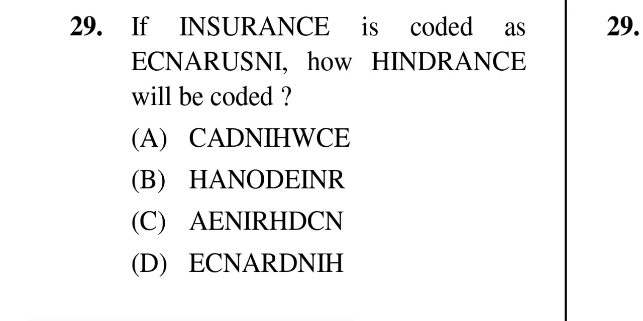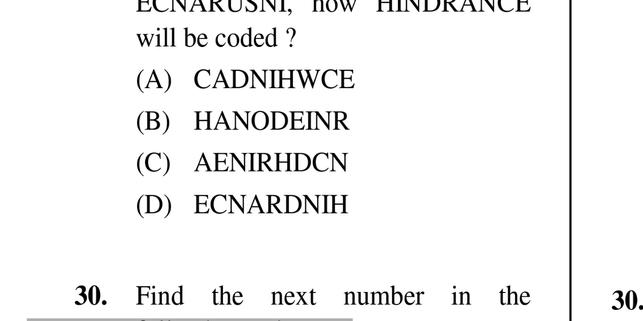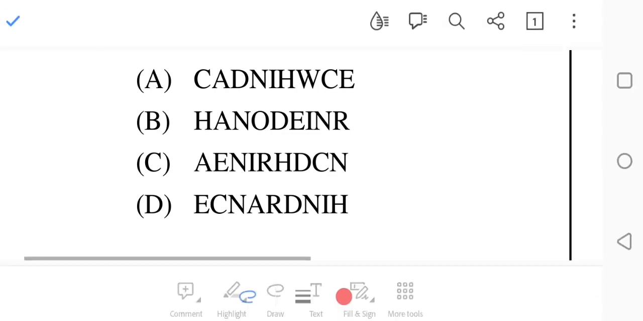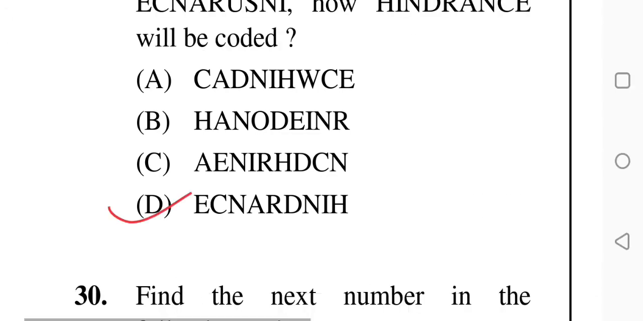If INSURANCE, insurance in capital letters, is coded as ECNARUSNI, how will HINDRANCE be coded? Very easy question. Easy means here you have to use a little attention, a little concentration, then it will be solvable. But let me tell you the correct answer. Correct answer will be D. That means ECNARDNIH. How? Do it, then only you will get to know. Do it.